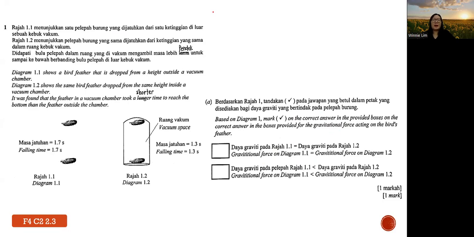Generally, they have the same mass, right? So that's why they are supposed to have the same weight. The idea of gravitational force is equivalent to the weight as well. So that's why the answer will be the first box.